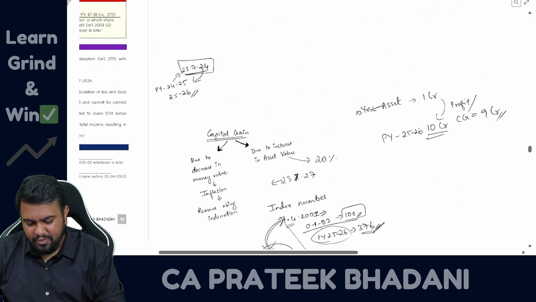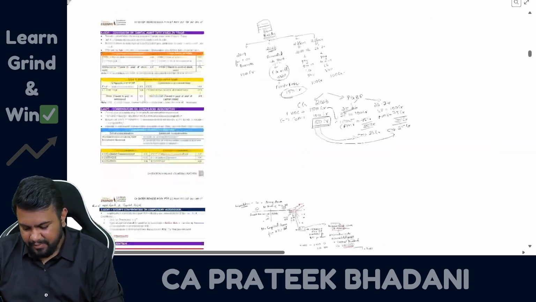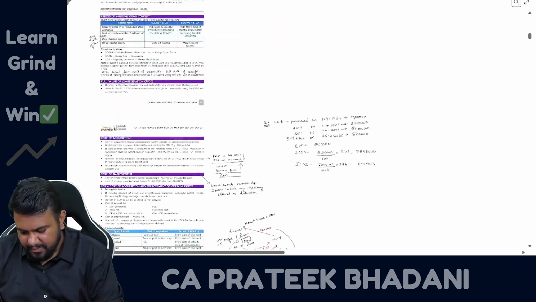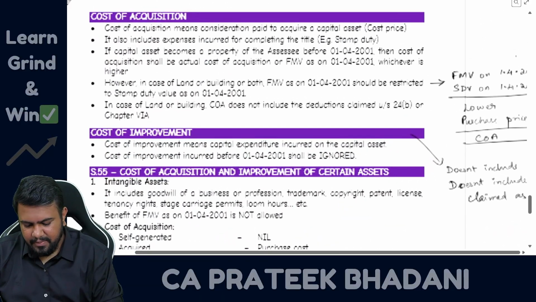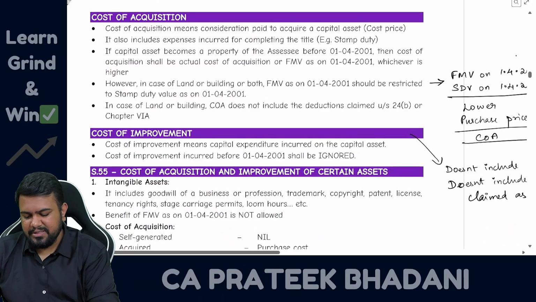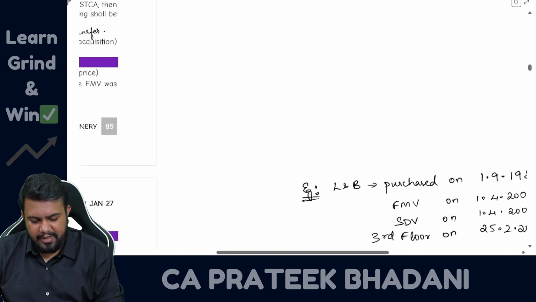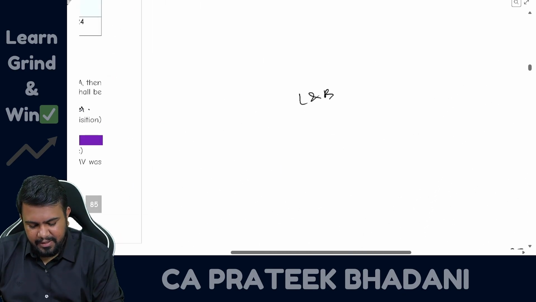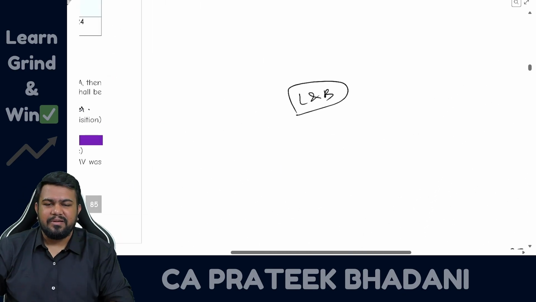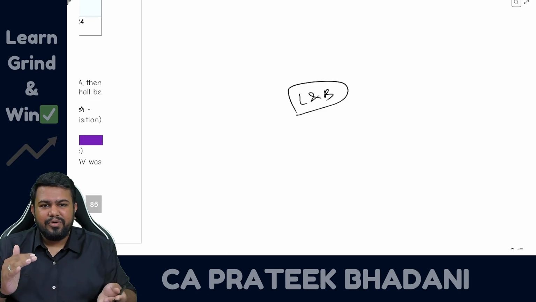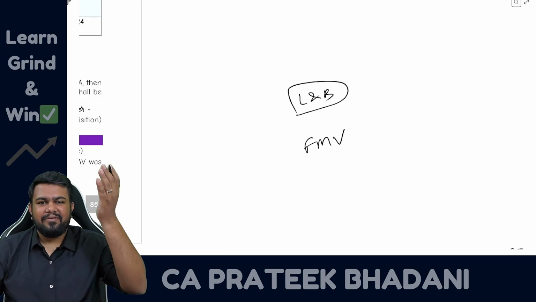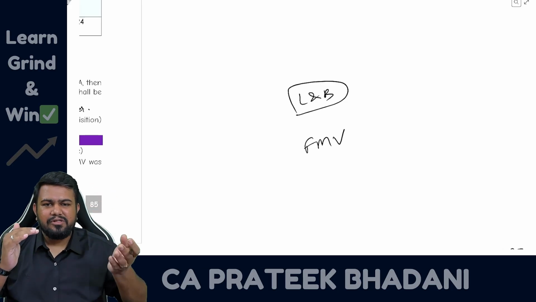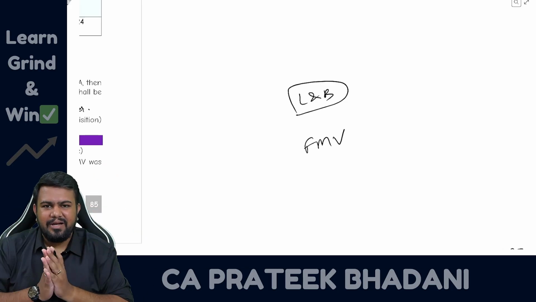However, when it came to land and building, people were misusing this section. When it came to land and building, people were misusing the section, because if you take a higher fair market value, then obviously your cost will also become higher, so your capital gain will come down.